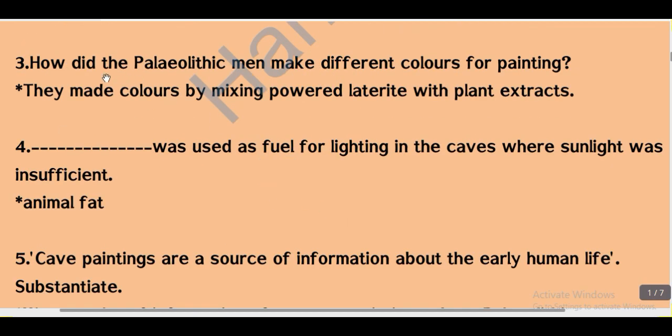Next question: how did the Paleolithic man make different colors for painting? Answer: they made colors by mixing powdered laterite with the plant extracts. Next, dash was used as fuel for lighting in the caves where sunlight was insufficient. Answer: animal fat.